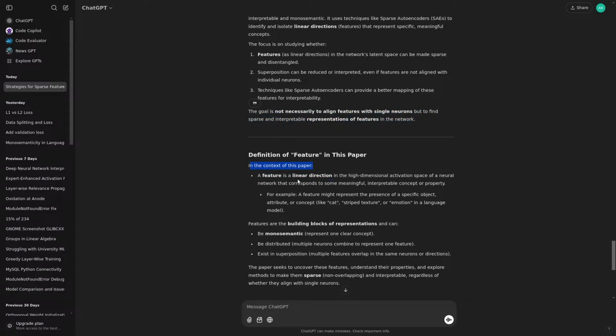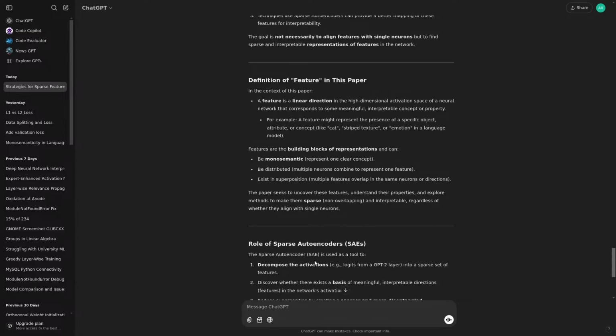In the context of the paper, a feature is a linear direction in the higher dimensional activation space of the neural network that corresponds to some meaningful interpretable concept or property. A feature represents the presence of a specific object or attribute, like concepts such as cat, striped texture, or emotion in a language model. Features are the building blocks and can be monosemantic, or distributed, where multiple neurons combine to represent one feature. They can also exist in superposition, where multiple features overlap in the same neuron or direction. They can come in any form or fashion.